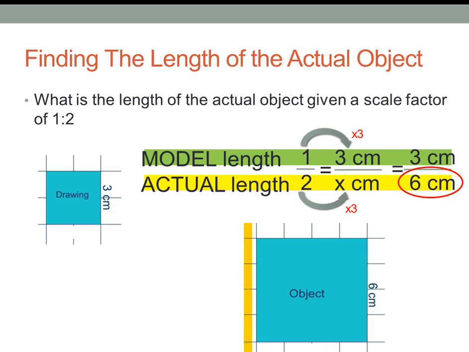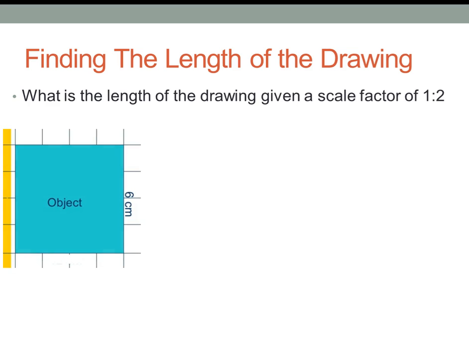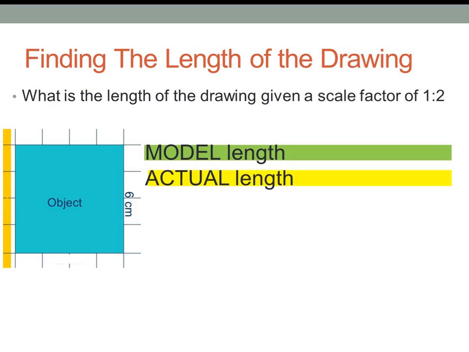So there's the object. So now, if I want to find the length of the drawing, so what's the length of the drawing given the scale factor of 1 to 2, and I'm also given the object. Notice that's the same object. Last time we were given the drawing, and we needed to find the object. Now I'm giving you the object, and we need to find the drawing. So I know my object is 6 centimeters. I've got model over actual. So my scale factor, I know that my model scale factor, my smaller part of my scale, is going to be 1 to 2. And my model is smaller than my actual in this case. So I need to find the model length, and I know 6 centimeters.